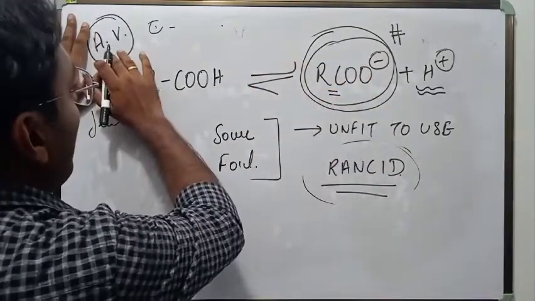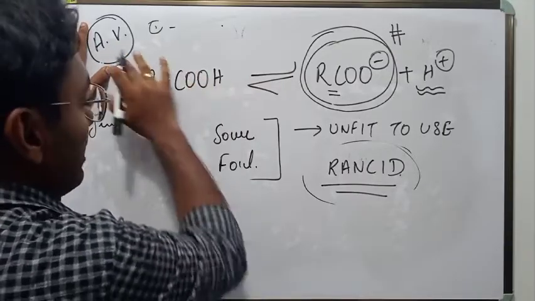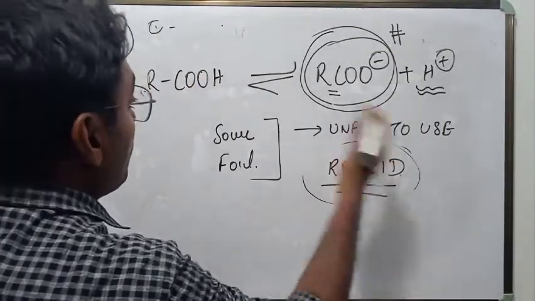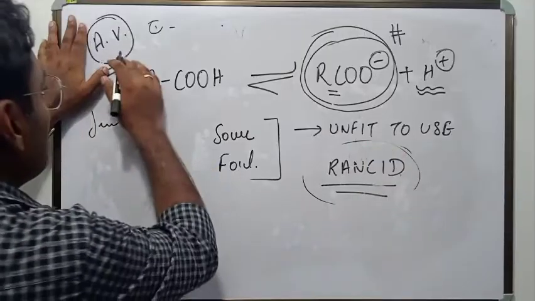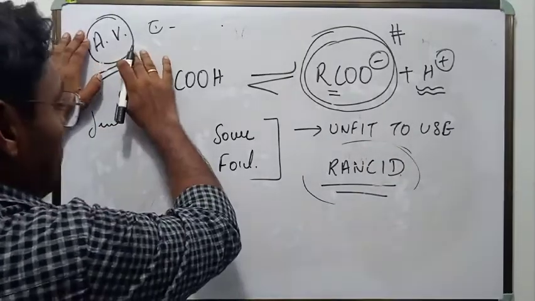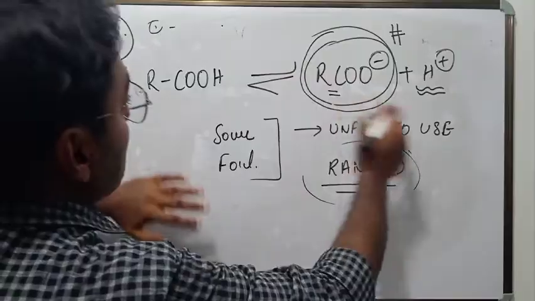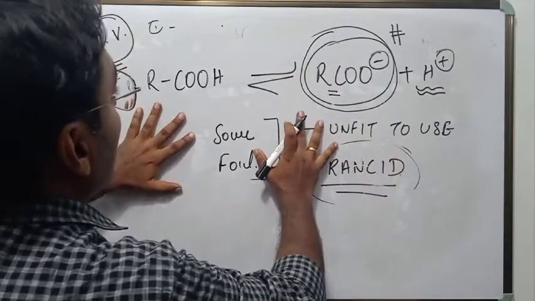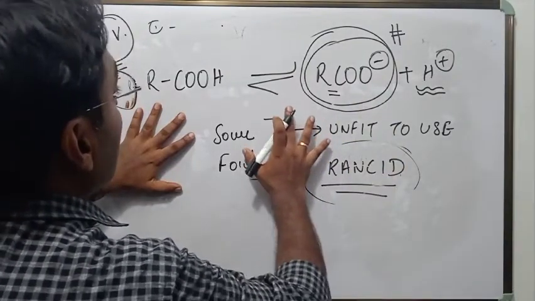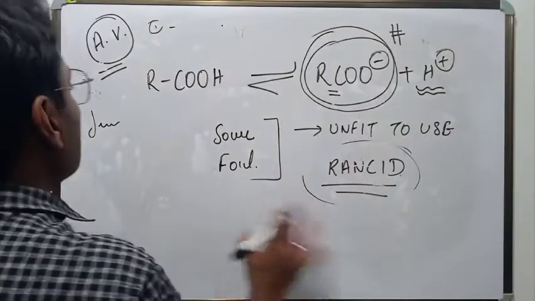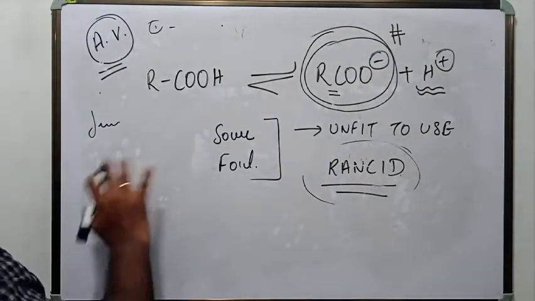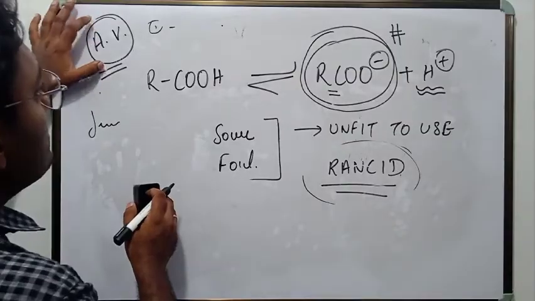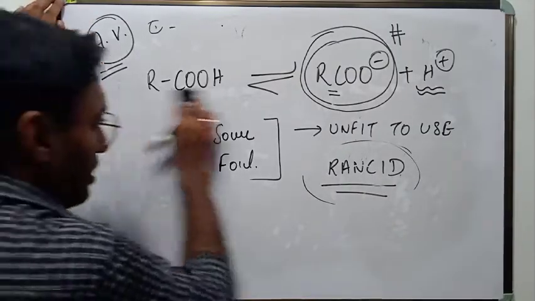It gives you the idea on the rancidity of the oil, or how much rancid the oil has become. It gives you an idea of the freshness of oil, or the extent of hydrolysis that has occurred in the oil sample or the fat sample. All these words you can use for indicating the significance of acid value.